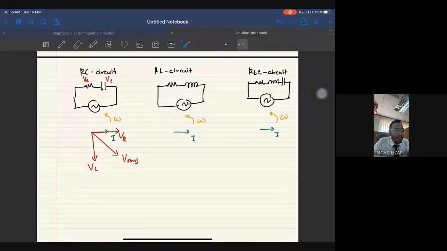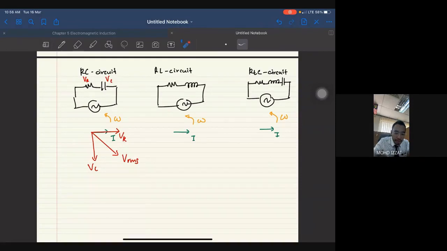Now, since we are talking about VR and VC for alternating current, VR and VC do not move at the same time. Maybe here one is at maximum while VC is at minimum, and VR is at minimum while the other is at maximum. They don't actually move together; they differ by 90 degrees. So you cannot simply add them. You have to consider the direction as well.